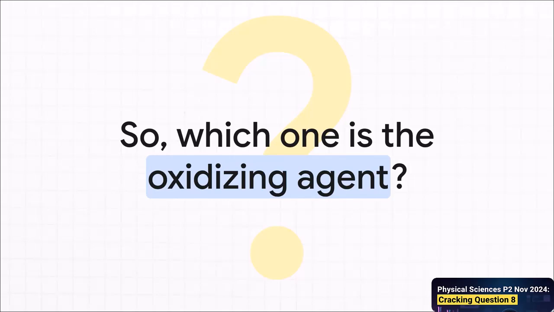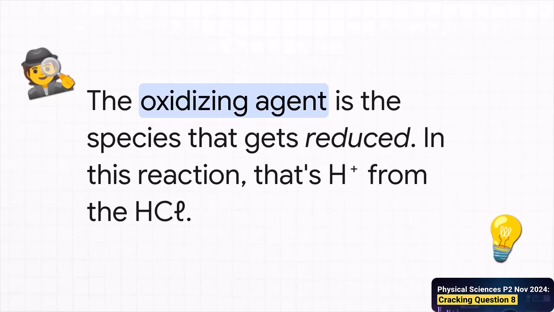Awesome. So the next part of the question, 8.1.2, asks a classic follow-up. Which one is the oxidizing agent? Now just remember the simple rule for agents. They're named for what they cause, not for what happens to them. Exactly. The oxidizing agent is the substance that causes oxidation. And how does it do that? By taking electrons for itself. In other words, by getting reduced. In our reaction, the hydrogen ion, the H+, is the one that gained electrons. It got reduced. And in doing so, it caused the magnesium to lose its electrons. So, H+, or if you want to be thorough, the HCl, is our oxidizing agent.